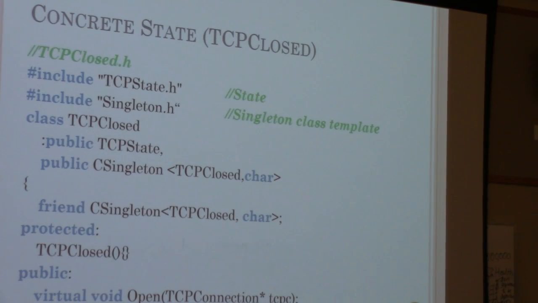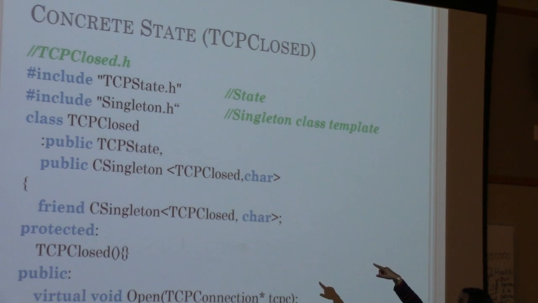And here is your TCP closed. So we are looking at one of them and then you get the idea of the other. So here is your use of the singleton design pattern, right? TCP closed constructor basically is like an empty constructor, and you have your open method.